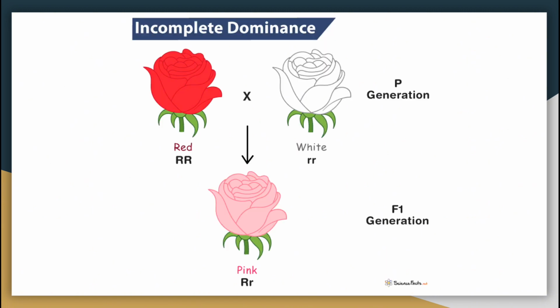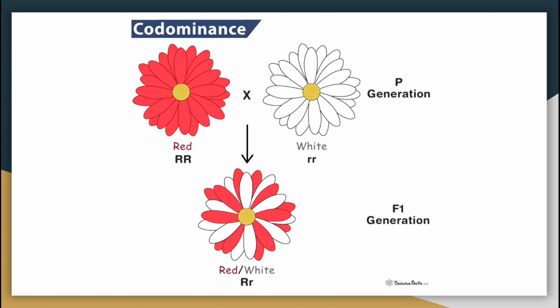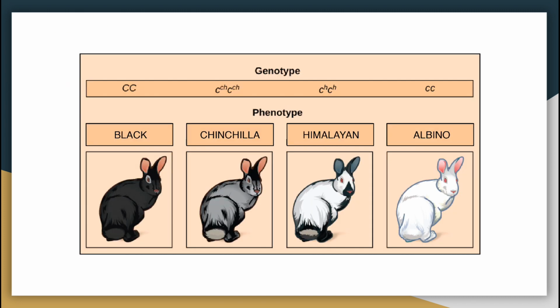Incomplete dominance is when the middle ground of 2 traits is shown because the dominant allele does not show through completely, while codominance is when both traits show up. And multiple alleles is when a trait is determined by multiple alleles instead of 2.